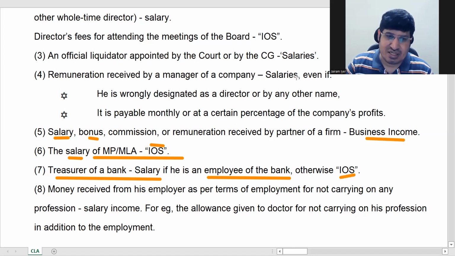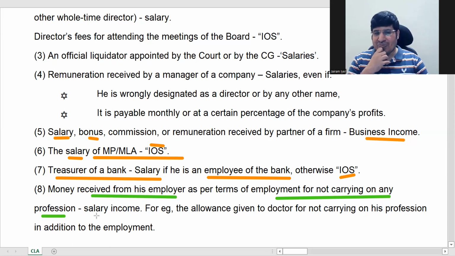Then last thing here is, okay, this is money received from his employer for not carrying out any professions. These professionals get this, doctors and all, many times CAs and all. For doctors, they get an amount just to make sure that they do not run private practice, so they can dedicate themselves fully to their work. So that amount which they are getting, it is from the employment point of view. So that's why it is salary.